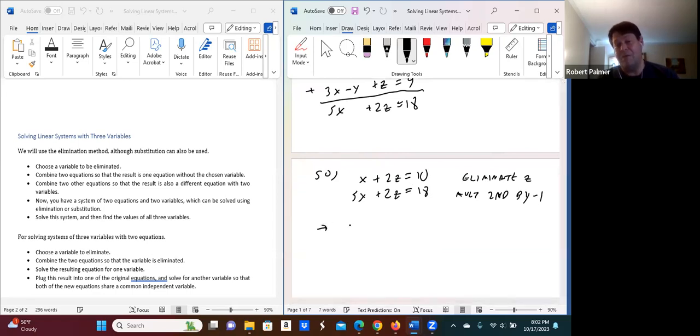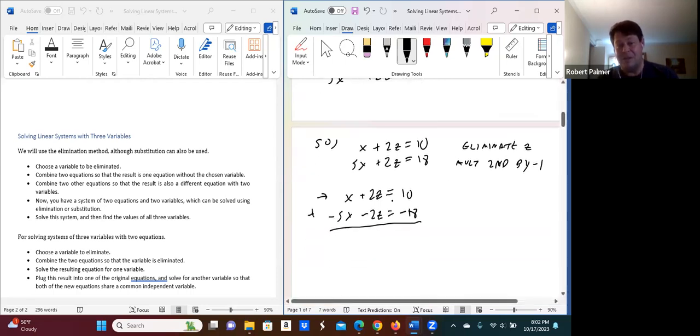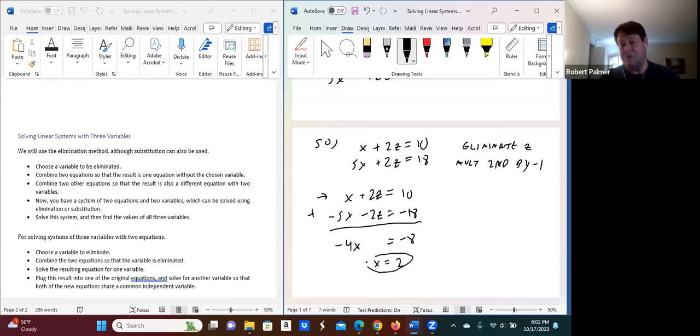So our new system now: the first equation is still the same, x plus 2z is equal to 10. Now we have minus 5x minus 2z equals -18. Once again, add these, and this will eliminate the z's. And so we have x and -5x is -4x, and this is going to be -8. Now we have one equation with one variable, and this is now easy to solve. So x, if we divide both sides by -4, will be 2. So that's the first part of our solution.